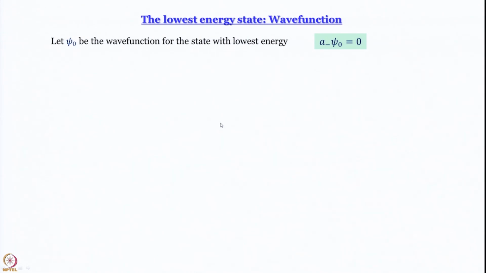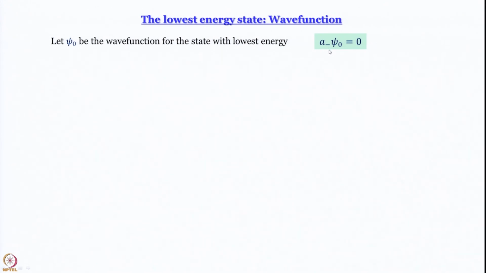Not because the energy is 0, not because the eigenvalue is 0, but because the resultant wave function itself should be 0 everywhere, or in other words it should not exist. Because if psi 0 is the lowest energy wave function, you operate A minus on it, where do you go? There is nowhere to go. So, that state does not exist. So, the wave function cannot be there for it. That wave function has to be 0 at all values of x. In other words, we can think that probability of finding that state is 0 everywhere.